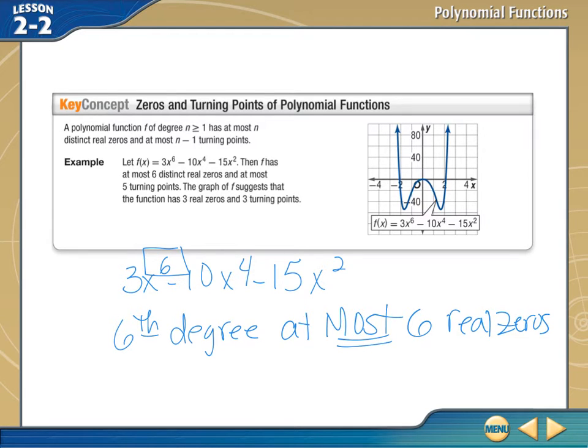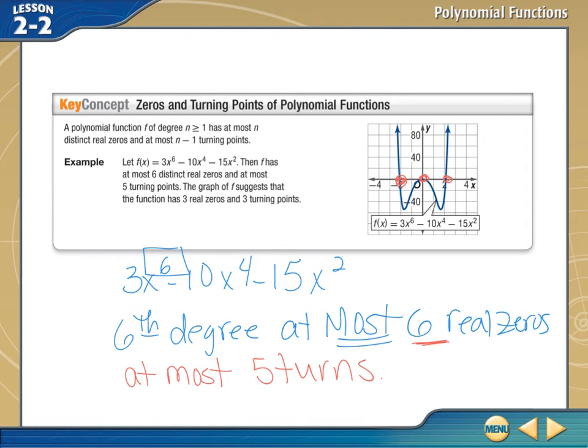To find out what the turning points are, you want to subtract 1 from the degree. So because this is a 6th degree, we should expect to have at most 5 turns. Can we have less? Yes. Can we have more? No. Okay. So as we take a look at the graph here, I want to see how many real zeros I have. I have 1 here, 1 here, and 1 here. So it's crossing or touching the x-axis in 3 places, in which we said it has to be at most 6, so we're good there.